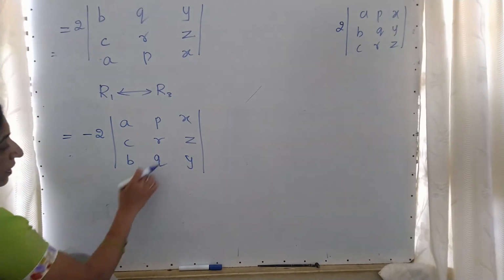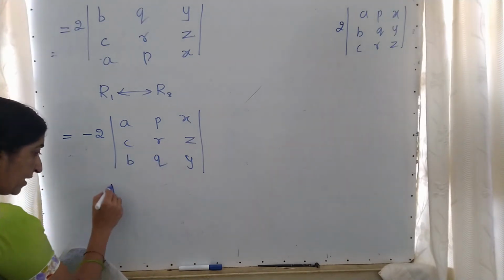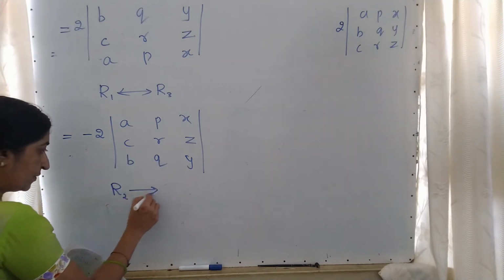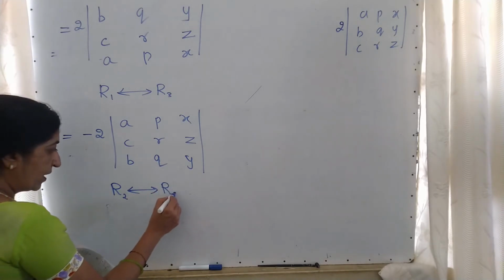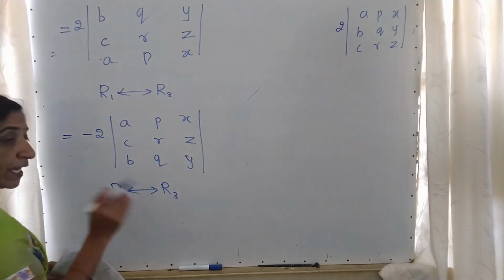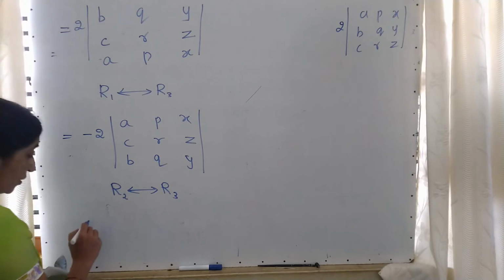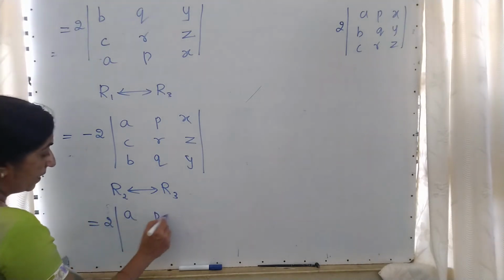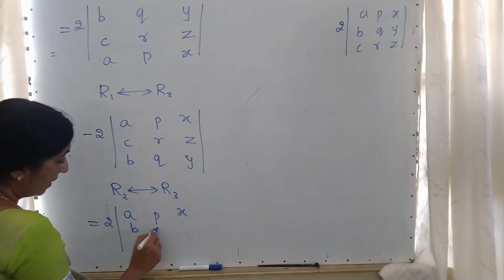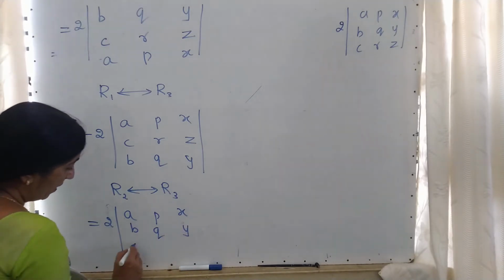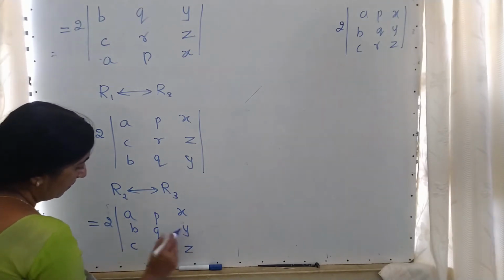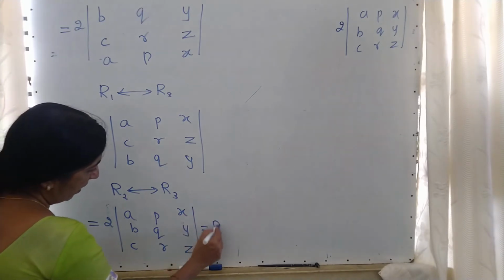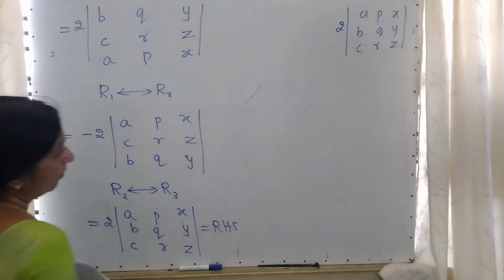So to get the required answer, interchange the second and third row. When you interchange the second and third row, again the sign will change. The minus changes to plus. A, P, X. B, Q, Y. This is C, R, Z. See, is it the required answer? Yes, this is the required answer.